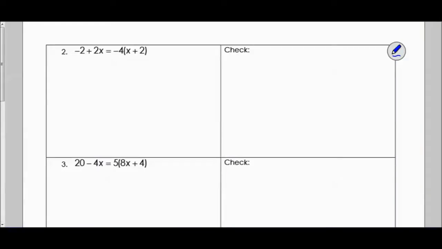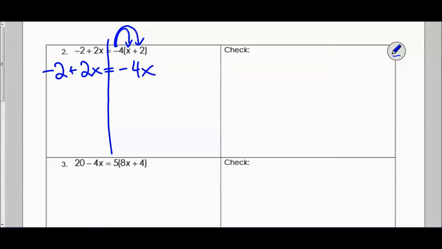All right, our second example, we are going to try to distribute or combine like terms if we can on just one side. So we can distribute here. We're going to distribute this negative 4. Negative 4 times x and negative 4 times this positive 2. Nothing changes about the left, so I'm just going to rewrite that. We're distributing a negative 4 into the x, that's just negative 4x. And then negative 4 times a positive 2 is a negative 8. I'm going to write that as minus 8.